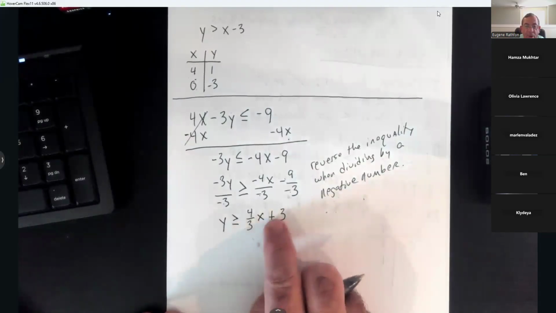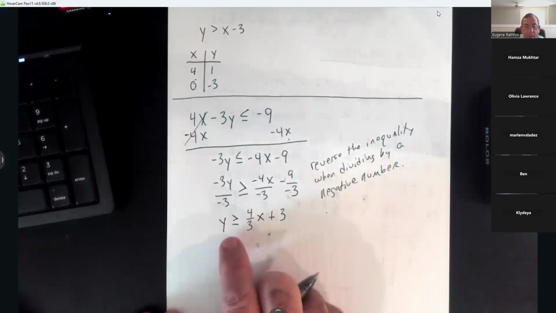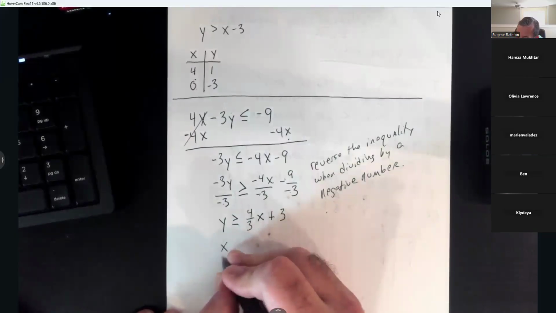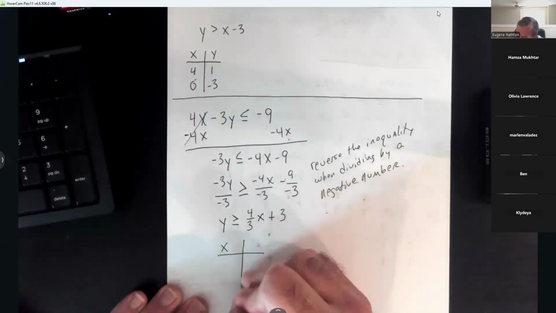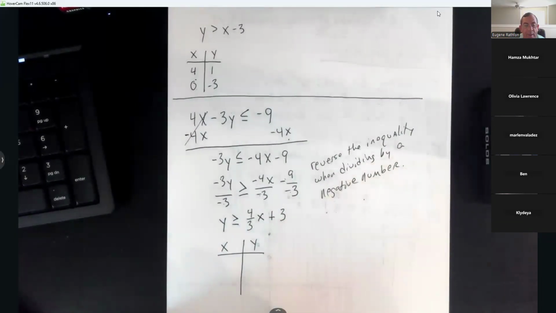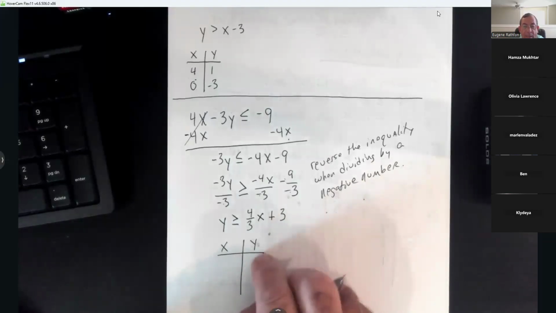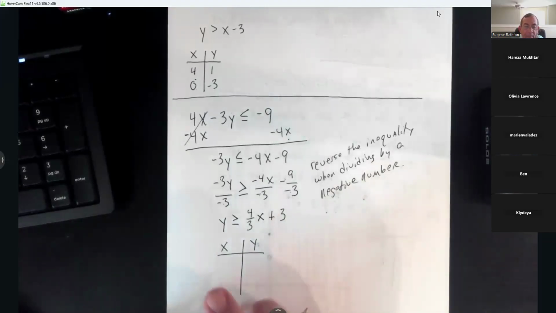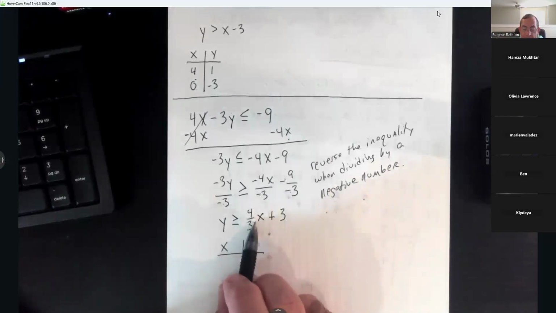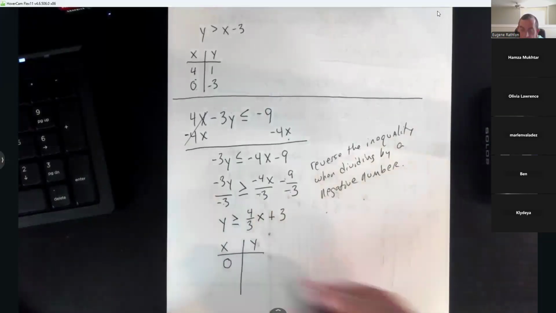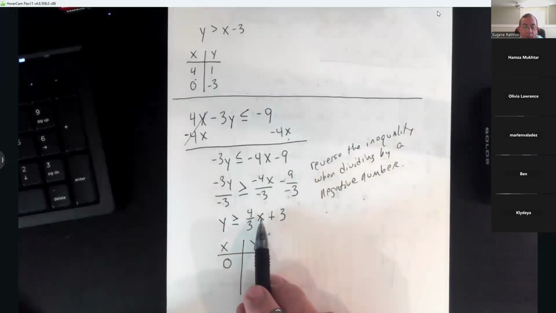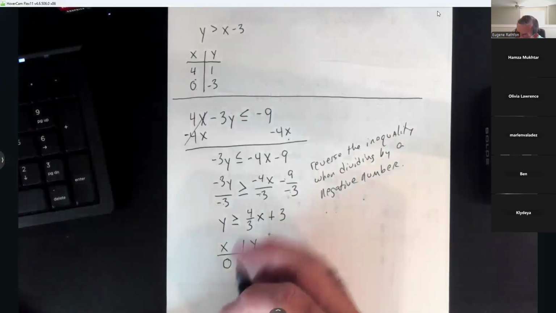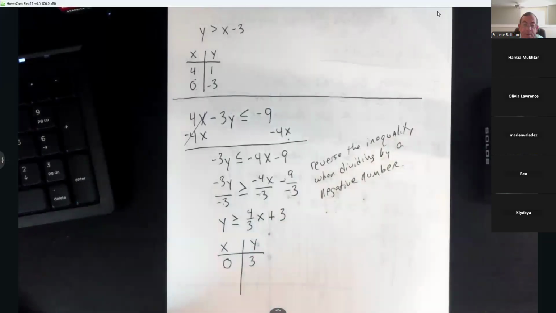So now I'm solved for y. So now I would come in and actually pick 2 points that I can plot on the math lab. So if I got fractions, I'm going to use a 0 for sure. 0 times 4/3 is 0. And 0 plus 3 gives me a 3.